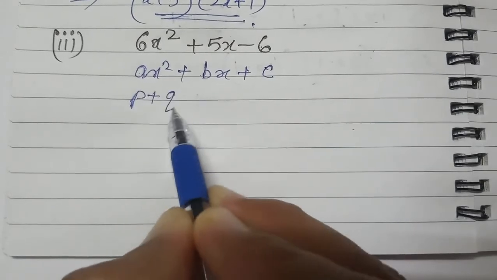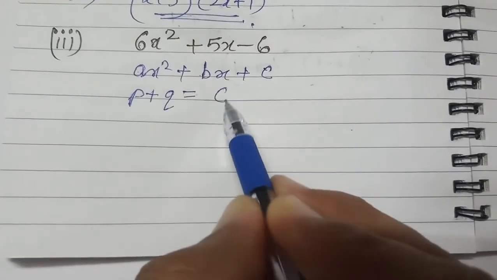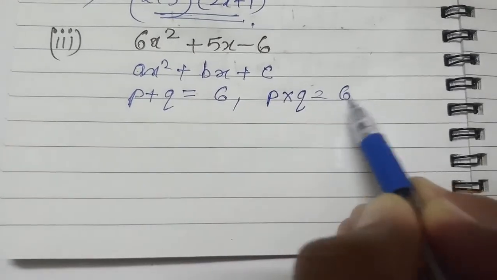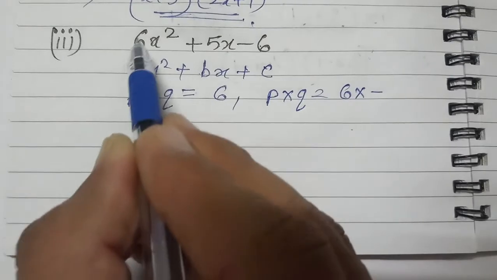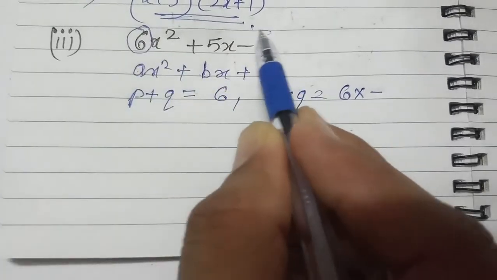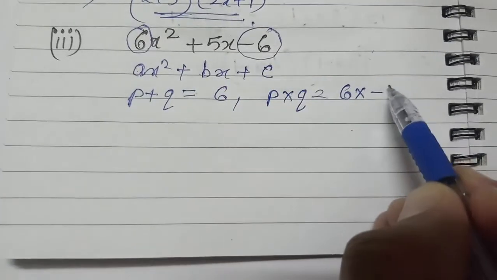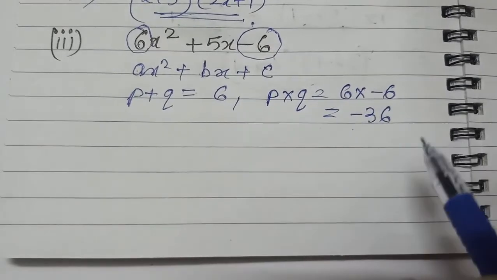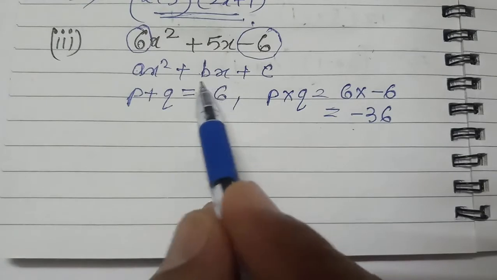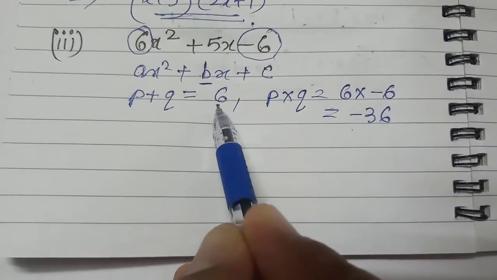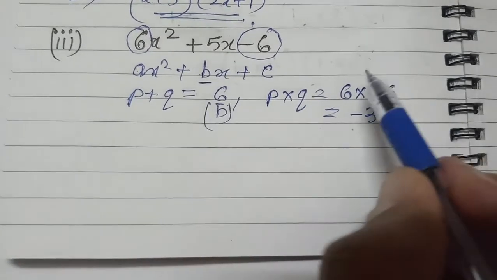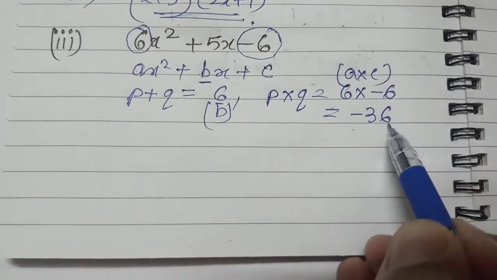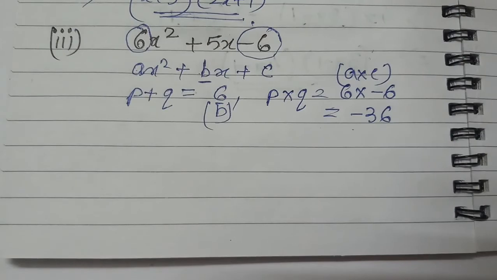Now we need two numbers such that on adding we need b, and on multiplying we need a into c. a into c, c is minus 6. 6 into minus 6, how much? Minus 36. So we need two numbers such that on adding we get b, and on multiplying we get a into c, which is minus 36.